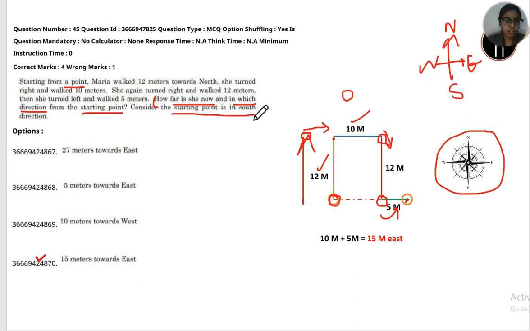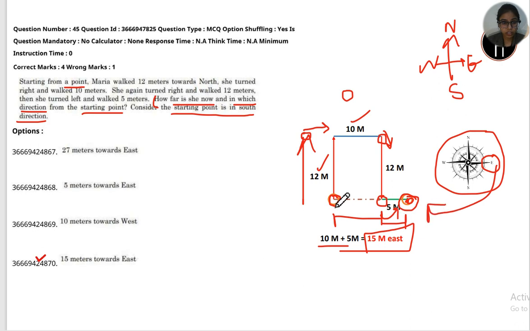Consider the starting point is in the south direction. If you look at this image, your correct answer will be 15 meters, because right now she is over here. This part is your 10 meters and this part is your 5 meters, which is a total of 15 meters. And she is in which direction? She is in the east direction. See, this is your east and this was your north, south, and this is your west. So she is 15 meters east from her starting position, which was this one.